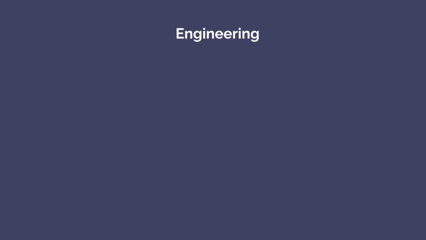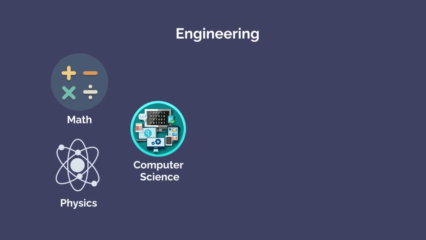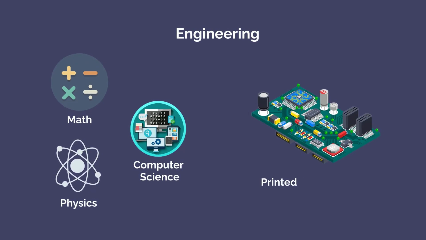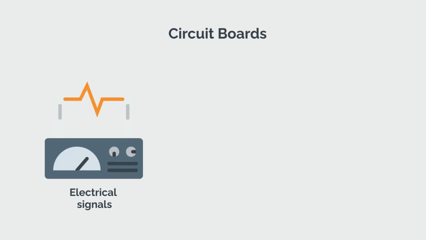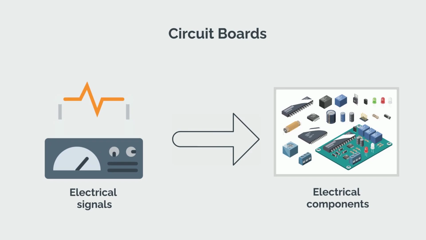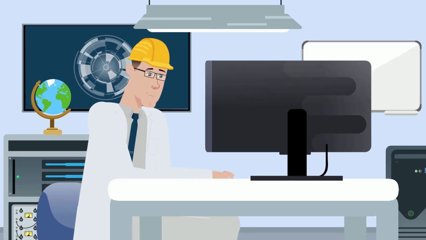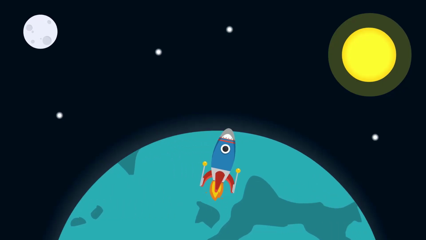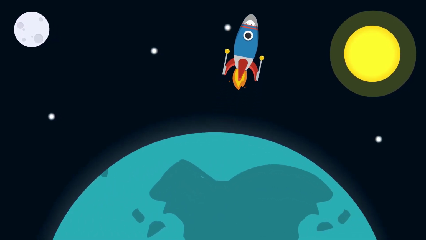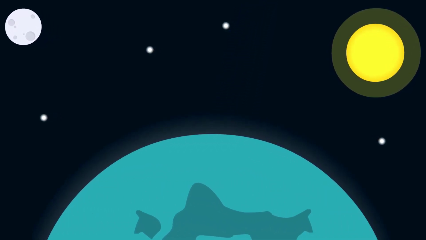You can find these engineers applying their math, physics, and computer science skills to develop intricate electrical highways known as printed circuit boards. These circuit boards route electrical signals to and from electrical components to accomplish everything from a mundane computer startup to controlling the sheer power and precision of a rocket's ascension out of Earth's atmosphere.